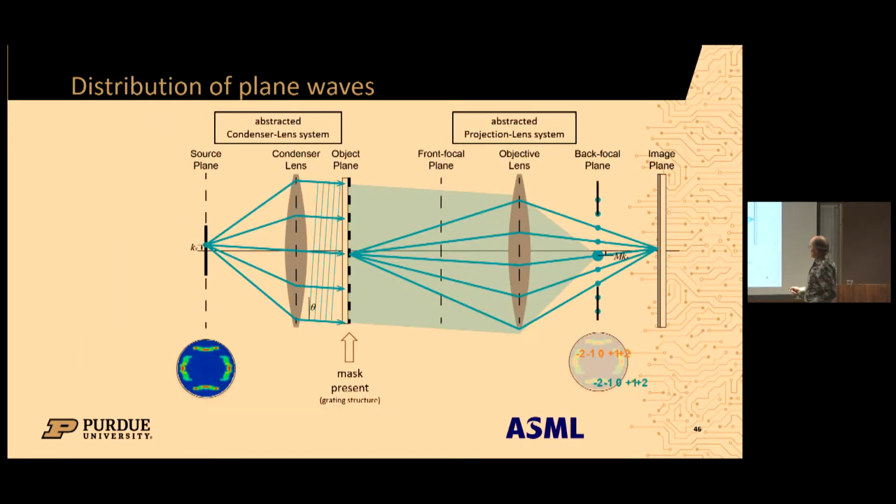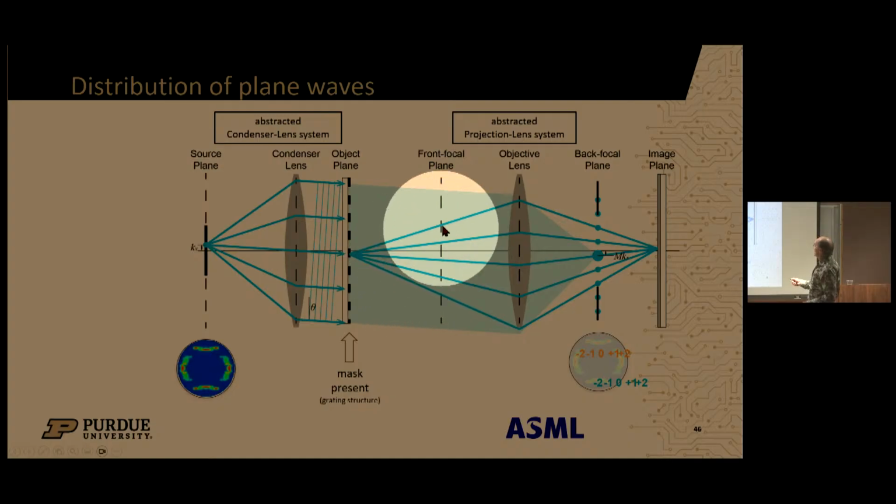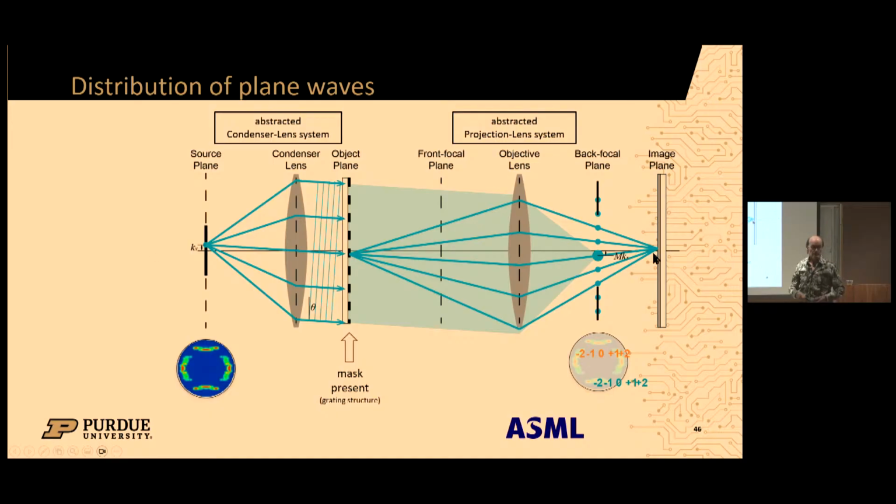So here you see that a little bit. For every point in my source plane in the illumination, I now get plane waves onto the mask. That leads to diffraction. So the diffraction orders are captured by the objective lens, and the bigger this lens, the bigger these opening angles, the more of these diffraction patterns I capture, and the better will be the reconstruction of the image here on the image plane. That's basically Fourier optics.